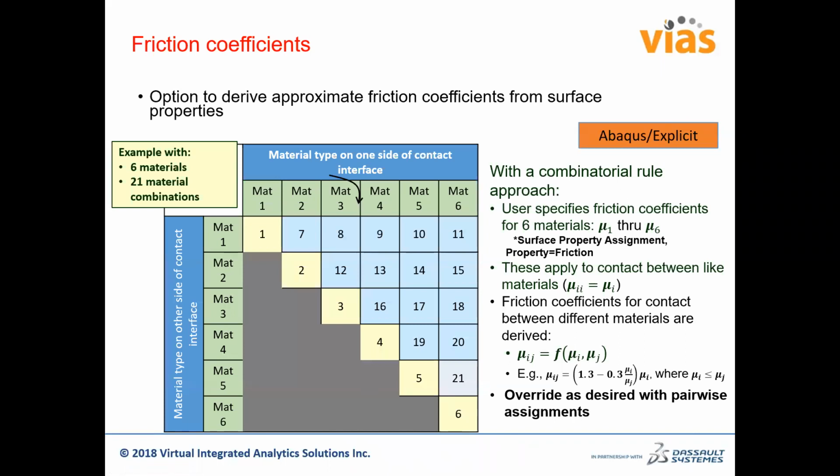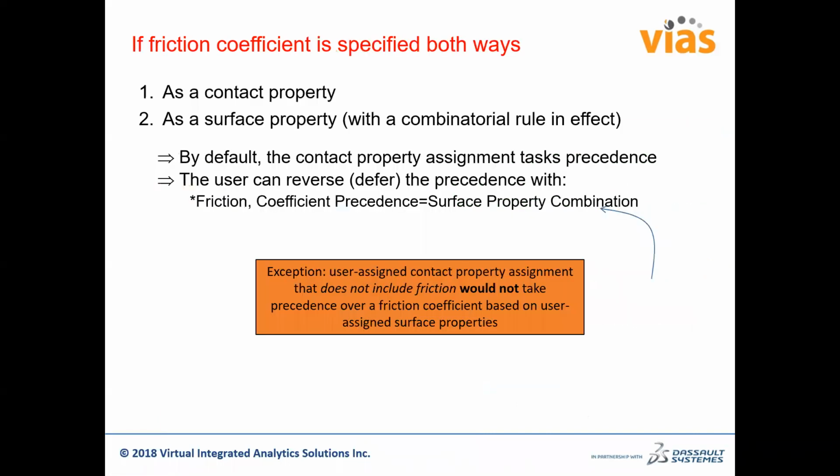Now, this is well researched, and this formula has been taken from the literature, but I will always encourage our users to go through the literature and get an idea that this is exactly doing what they expect the surfaces to do. If you have defined both surface and contact properties, then the contact property will take precedence, and the surface property will not be used. But you can reverse the precedence if you want by specifying the command *FRICTION. This command is not available in CAE. You have to do this in the input file.